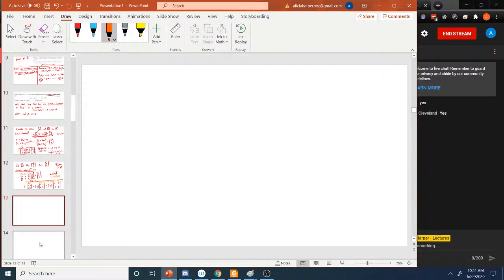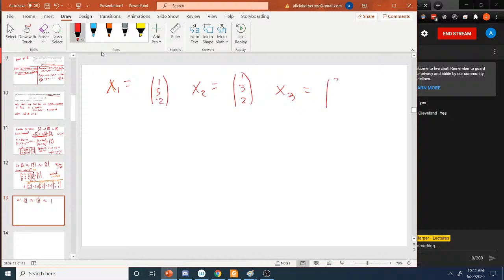Okay, so let's do another example. I want to look at the vectors x1 equals 1, 5, negative 2. x2 equals 1, 3, 2. And x3 equals 3, 11, 2. So let me stare at this just for 1 second. Yeah. I want to know if these three vectors are linearly independent.